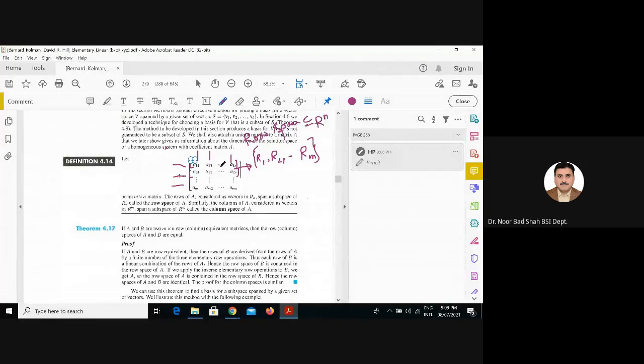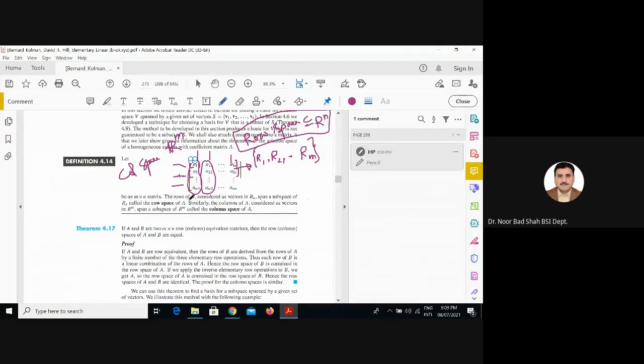Because every row contains n components. You see, A11, A12 going up to A1n. So row space is basically a subset of Rn. And if you consider columns, there will be n columns, and every column has m components. So column space will be what? That will be a subspace of Rm, because in every column there are m components, and we are having n columns.